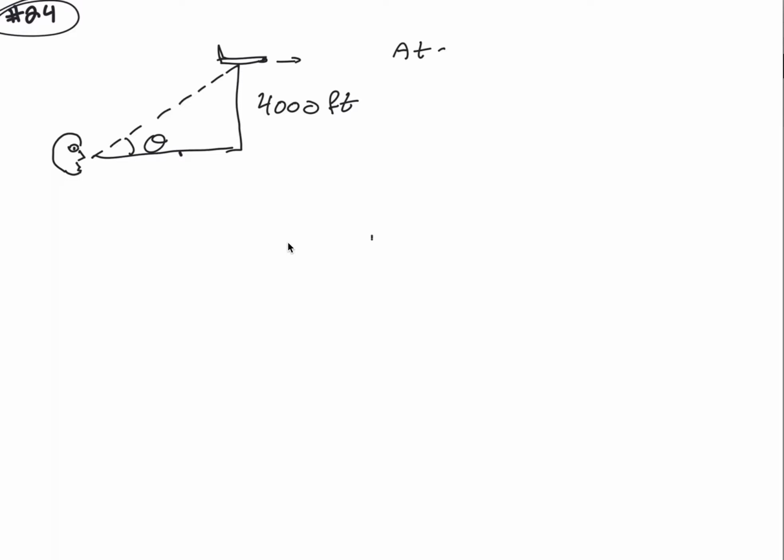So at a certain instant, the angle is 30 degrees and the speed of the aircraft is 300 miles an hour. Okay, so we talked about this last time, right? This is going to be a derivative. So I'm going to let you guys tell me what that is. This is like a fill in the blank. So what is that derivative, that 300 miles an hour? That's going to be the derivative of?